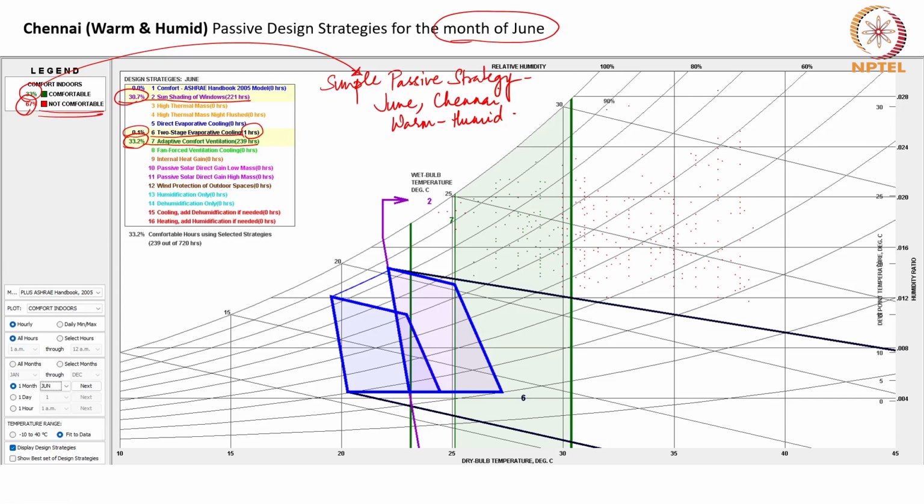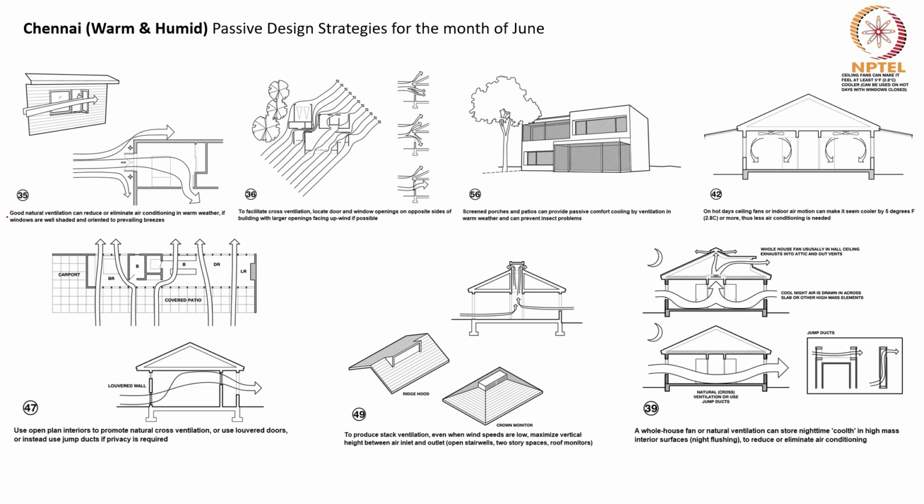So, what are these strategies? Simple passive strategies which can be adopted in the month of June for Chennai. Good natural ventilation can reduce or eliminate air conditioning in warm weather if windows are well shaded and oriented to prevailing breezes. Then the next strategy is to facilitate cross ventilation by locating door and window openings on opposite sides of the building, with larger openings facing upwind if possible. Then the next strategy is to have screened porches and patios that can provide passive comfort cooling by ventilation in warm weather and can prevent insect problems.